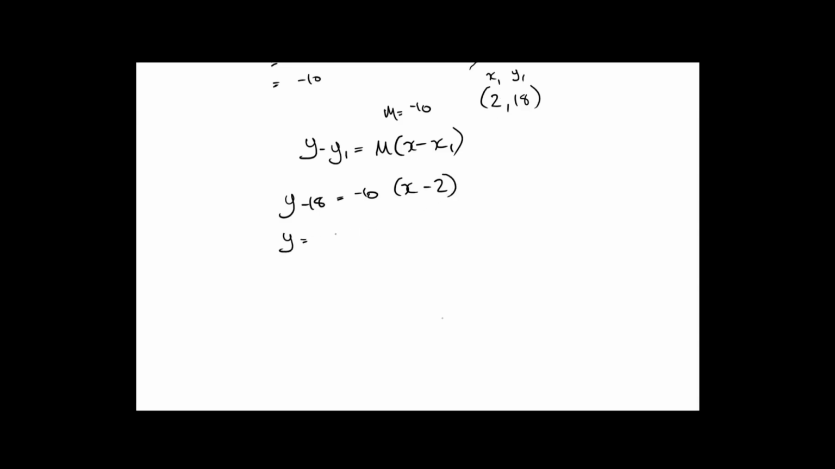So y is going to be equal to negative 10x plus 20, because negative 10 times negative 2 is plus 20, plus 18. So we've collected those terms. So negative 10x plus 38 is our final answer.